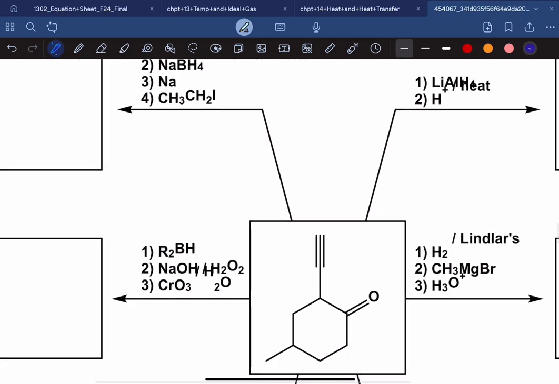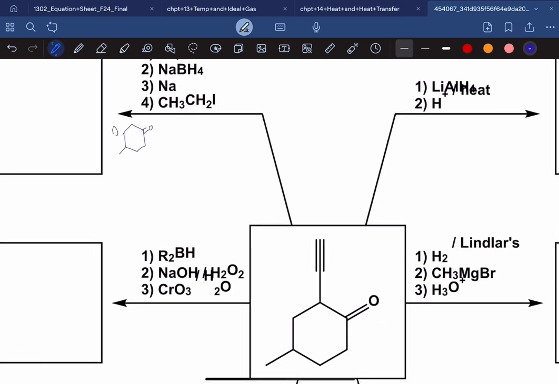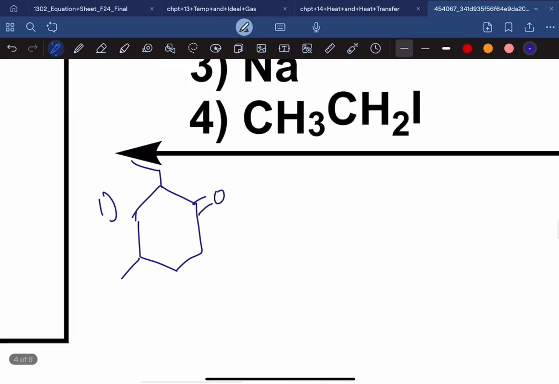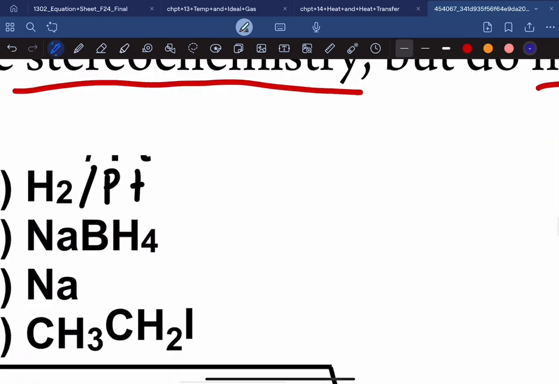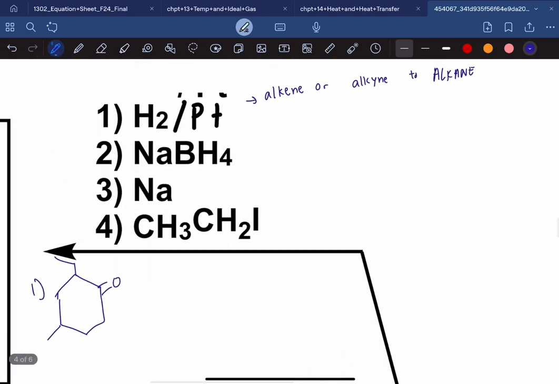So if we're moving to the top left, the first reaction of H2/Pt, that's going to take my alkyne all the way back to an alkane. But it's not going to affect the carbonyl. So H2/Pt, I'll write these all out for you. This takes alkene or alkyne to alkane fully, okay? You have to know that. Otherwise, you would get this wrong. So that's the first step, okay?